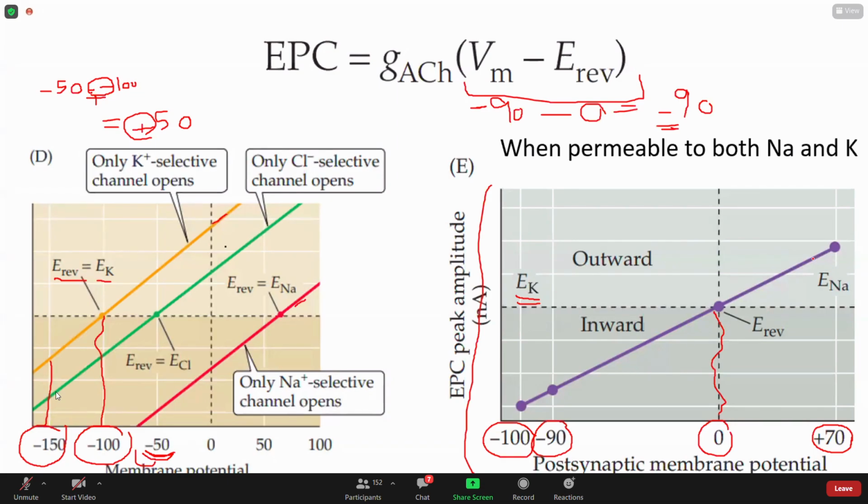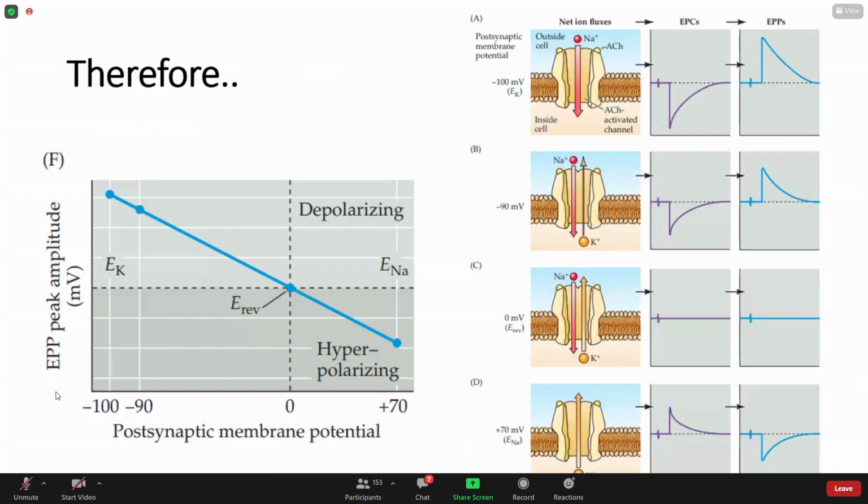Okay. But now if the membrane was, let's say, at 1 millivolt, okay, which ion will be moving? It's more of a potassium, okay? Because if you put in here 1 minus 0 will be positive 1. So it will be an outward potassium current, okay? Is that clear? Okay, and so this is the conclusion here. This applies to the end plate potential or current to the cholinergic receptor on the postsynaptic membrane, which is permeable to both sodium and potassium.